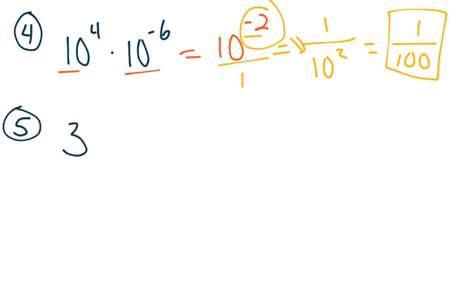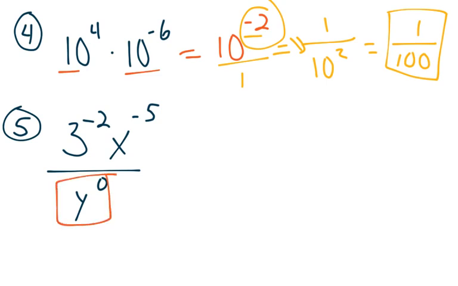Number 5, 3 to the -2nd power, x to the -5th power, all over y to the 0. All right, first thing I see here, I see y to the 0 power. Any number to the 0 power is 1. So really this is 3 to the -2nd over x to the -5th. We don't need to worry about y to the 0 because it's 1. We're going to make the assumption that the value of y is not 0.